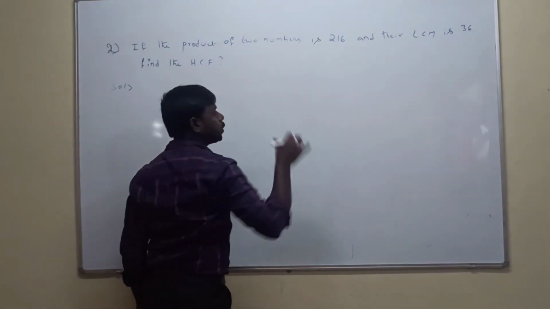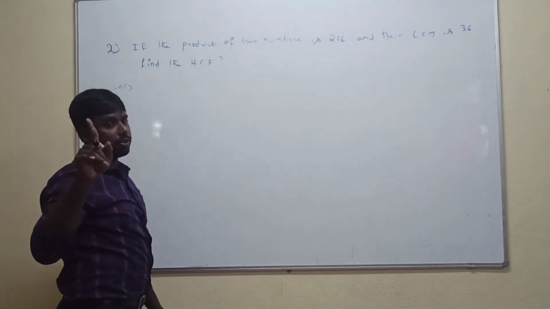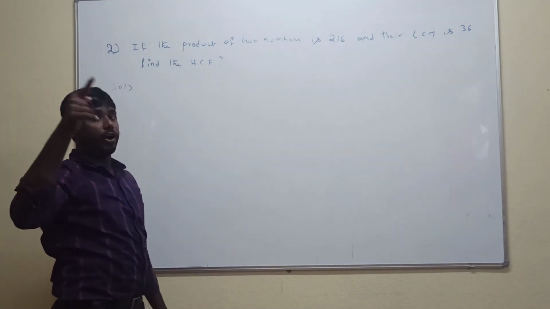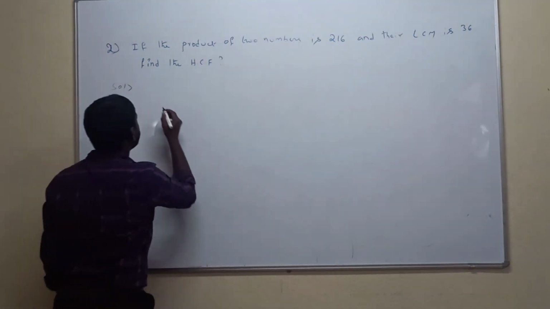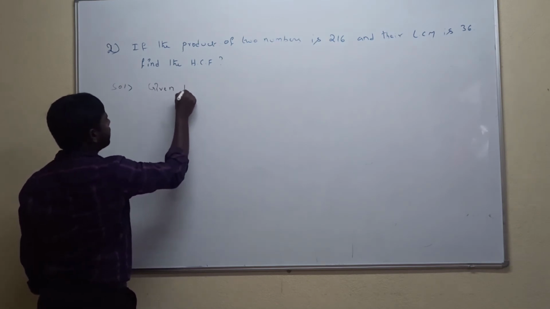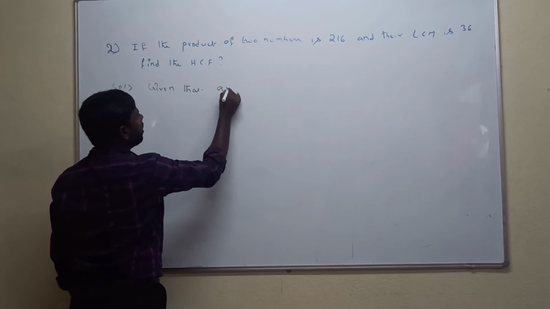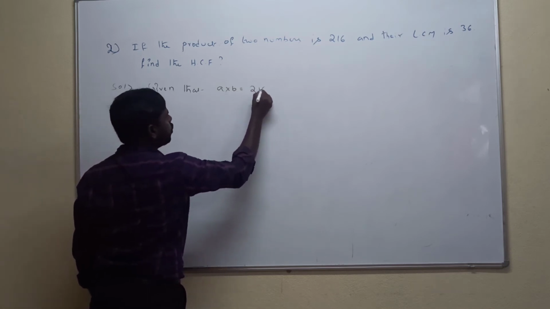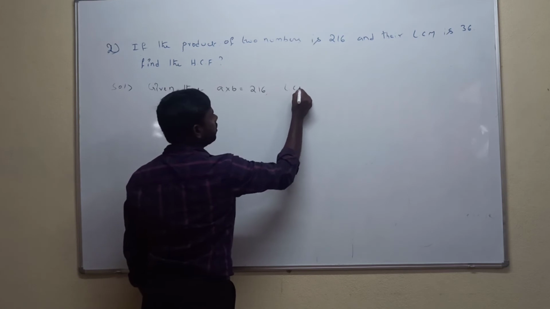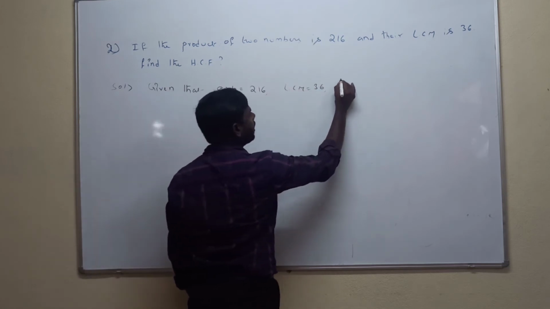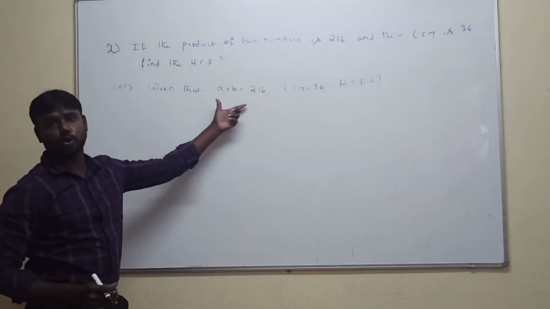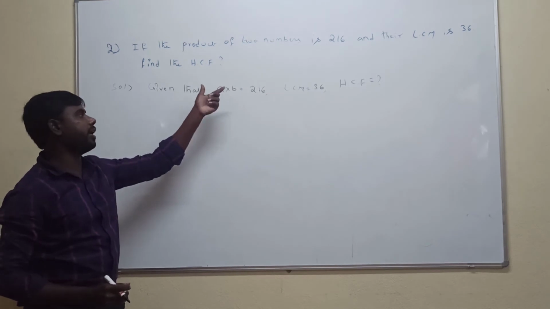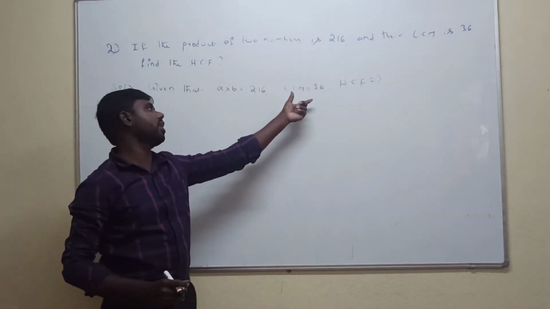Read the question. What is given? The product of two numbers is 216. By the condition, the product of the LCM and HCF is equal to the product of the two numbers, A cross B. So A cross B is equal to 216, and the LCM value is given as 36. To calculate the HCF.